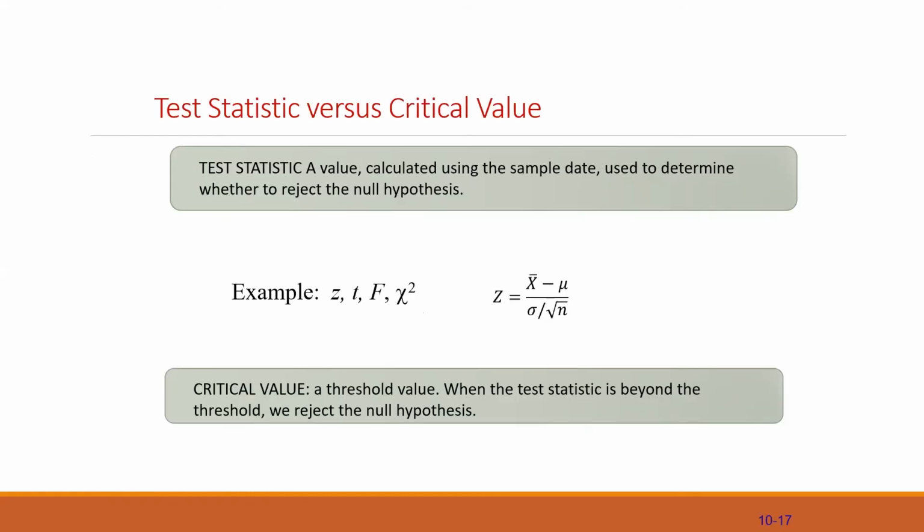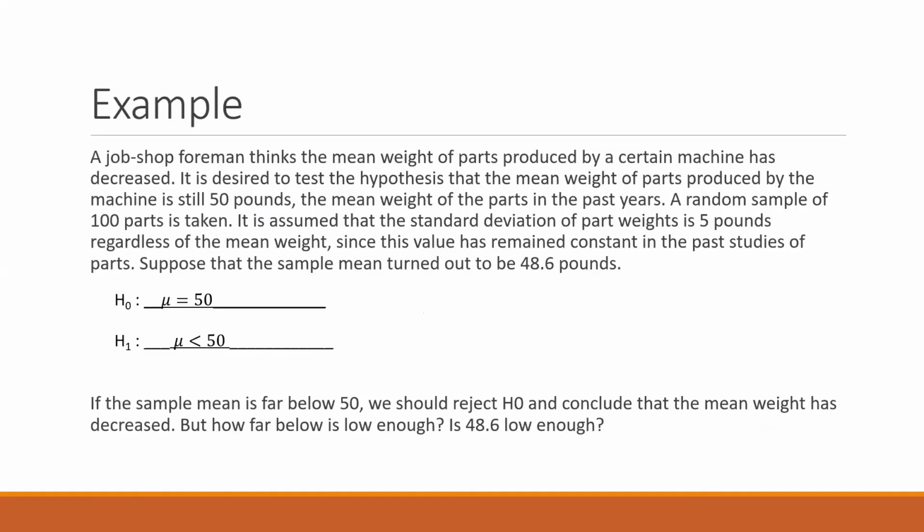So again, the test statistic is the evidence from the sample to determine whether it is strong enough in support of the alternative. We need to look at the decision rule, which is the p-value.